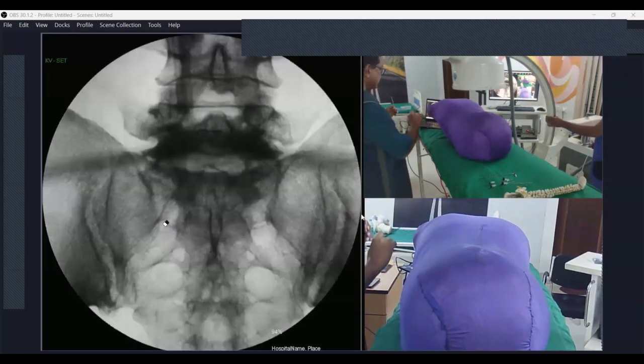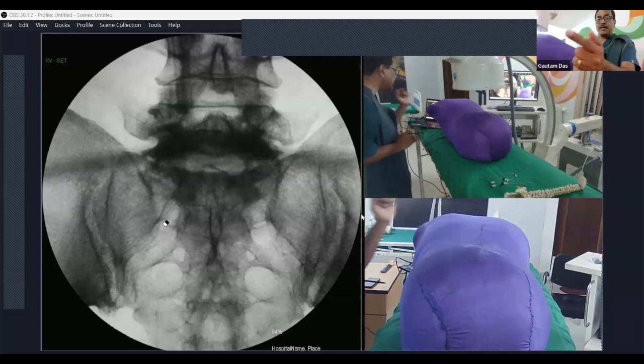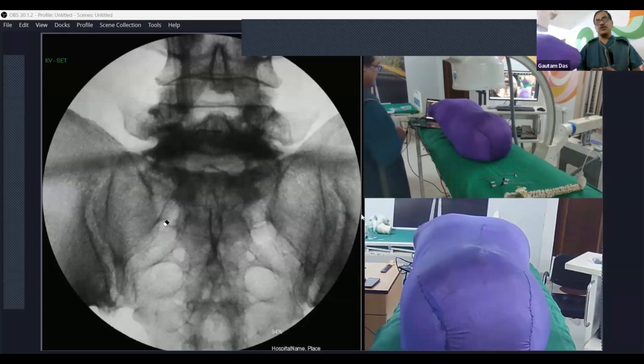For S1, sir, do we just have to reach our needle till the ventral foramina, or do we have to go inside? You have to go into the ventral foramina. The needle should not be coming out anteriorly. I told you that is not the position. I told you, just posterior to the anterior border of the vertebral body.